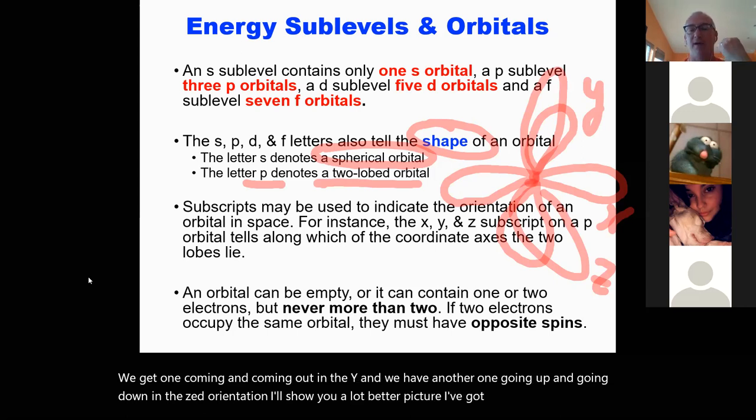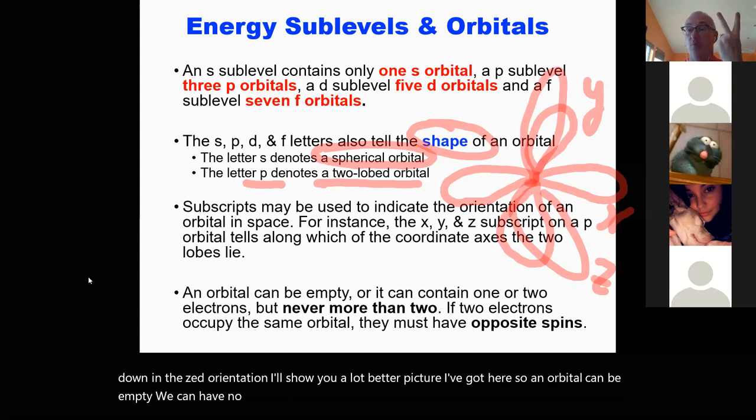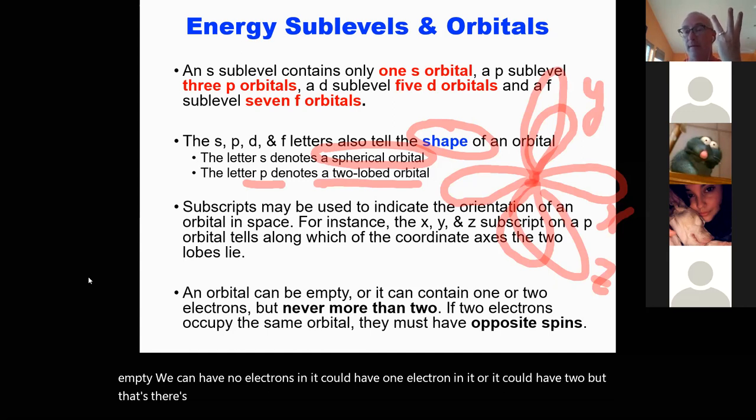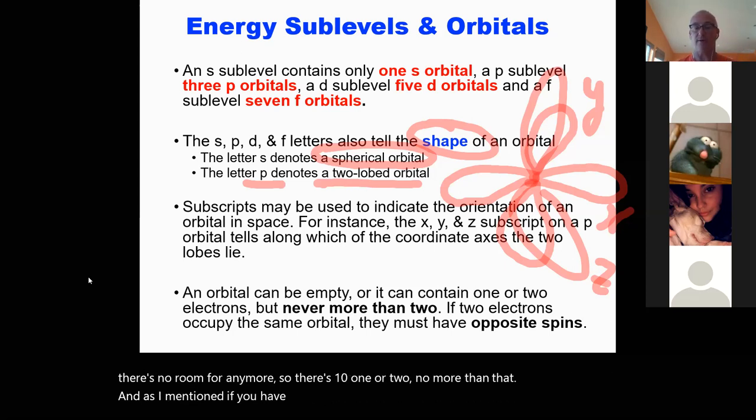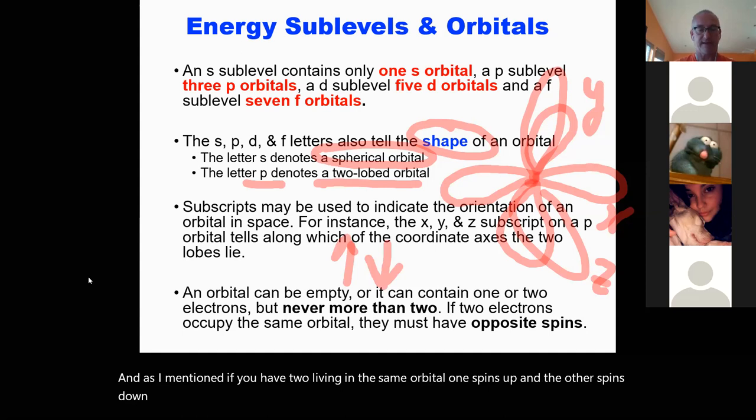So an orbital can be empty. It can have no electrons in it. It can have one electron in it, or it can have 2, but that's it. There's no room for any more. So there's 0, 1, or 2, no more than that. And as I mentioned, if you have 2 living in the same orbital, one spins up and the other spins down, okay? Let's have a look at some of these.